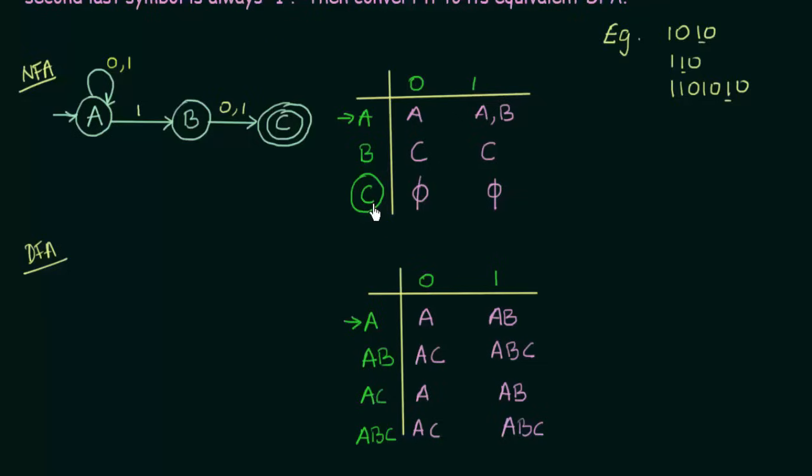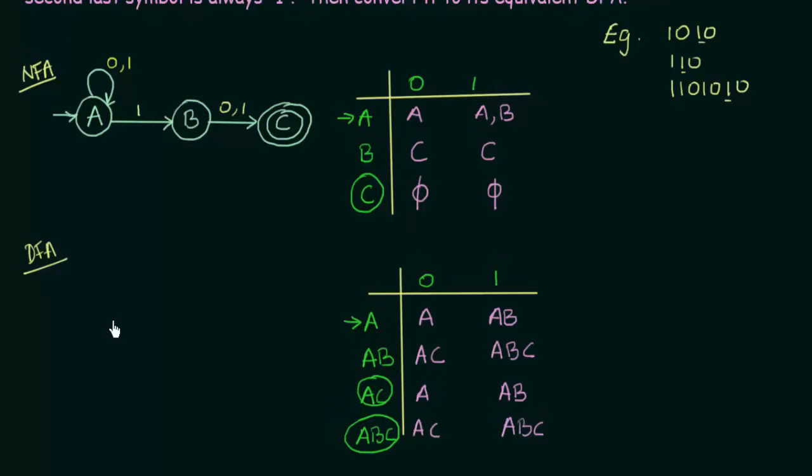Okay, so now we have made the transition table, but we did not mention which is the final state. In the NFA table, C was the final state. So in this table, whichever states contain C will be the final states. We see that AC contains C and ABC also contains C. So these two will be my final states, AC and ABC. Okay, now we have finished the transition table.